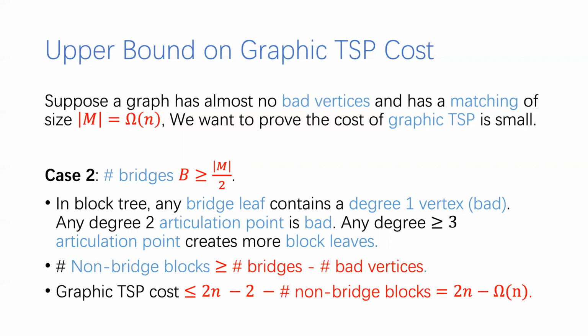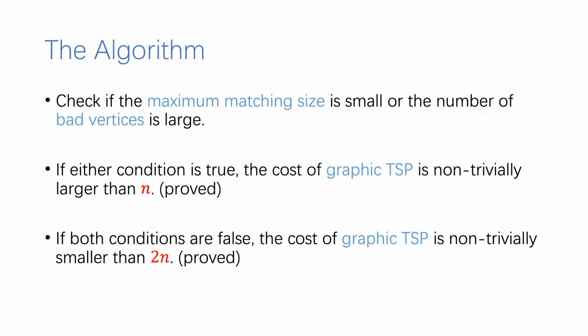To sum up, any vertex in a bridge is either a bad vertex or it will create non-bridge blocks. So the number of non-bridge blocks is at least the number of bridges minus the number of bad vertices. So in this case, graphic TSP cost is at most 2n minus 2 minus the number of non-bridge blocks, which is 2n minus omega of n. So in both cases, we have proved that the graphic TSP cost is distinctly smaller than 2n. So we have proved the correctness of our algorithm.